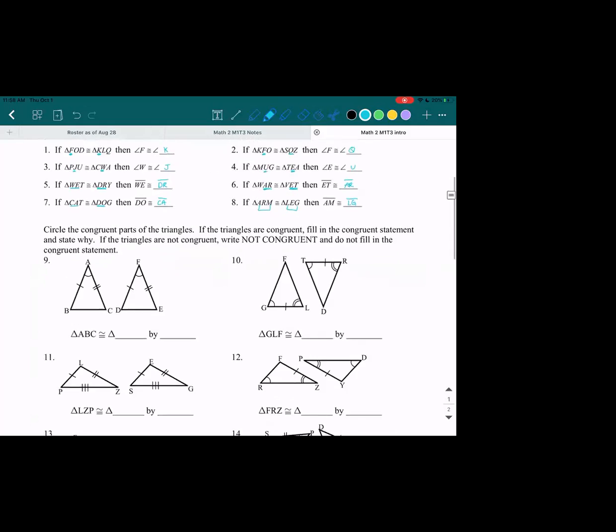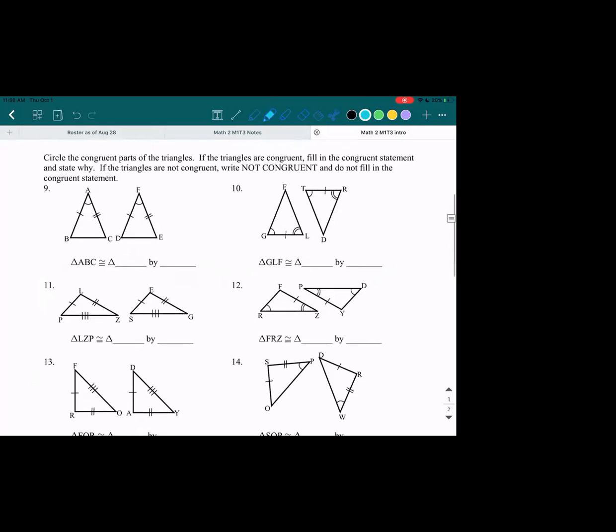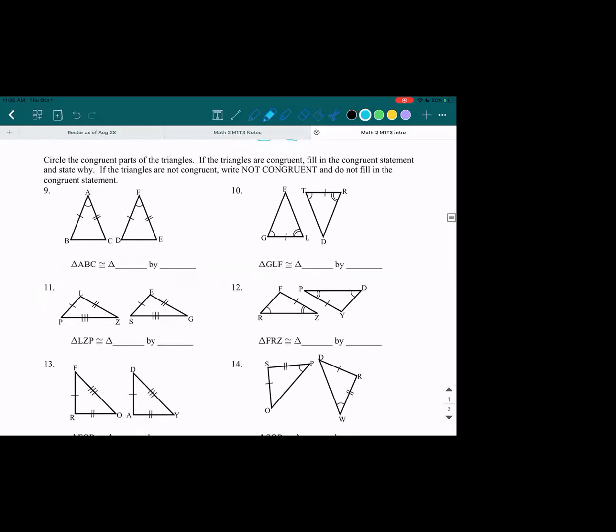All right, let's do some of these. I'm looking at the time, and we have half an hour left. So we're gonna do parts of this. We're not gonna do the whole thing, okay? We're gonna circle the congruent parts of the triangles. If the triangles are congruent, fill in the congruent statement and state why.